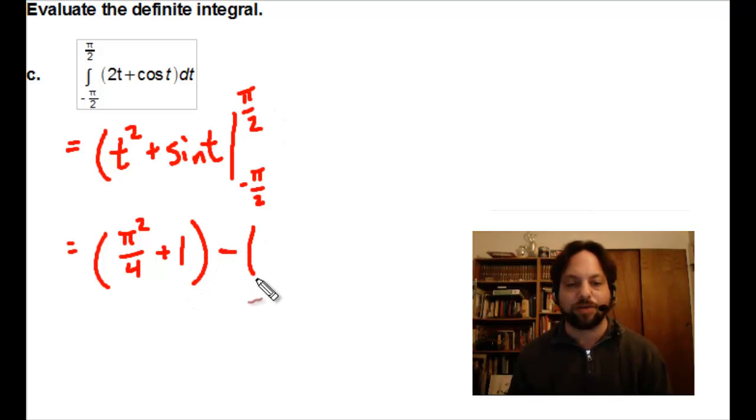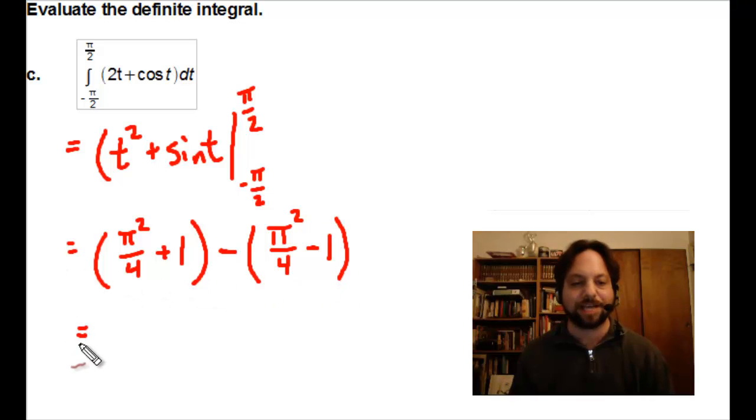And now we need to subtract whatever happens when we plug in negative pi over 2. Of course, when we plug that into t squared, we're again going to get pi squared over 4. And when we substitute that into the sine of t, this time we'll get negative 1. So if we put all that together, of course, the pi squared over 4s are essentially going to cancel out, and we'll have 1 minus negative 1, which is just 2.